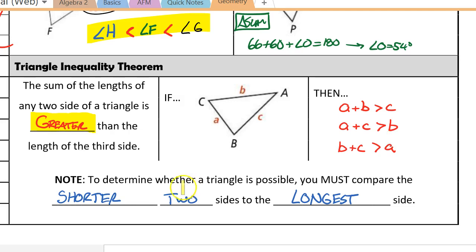Now, in terms of determining whether a triangle is possible or not, we could set up all 3 of these inequalities, and we're going to see that in the next example that I'm going to set them all up. But really, what we need to check is the shorter 2 sides against the longest side. That's really the only inequality we need to check in order to determine whether there is a triangle or not.